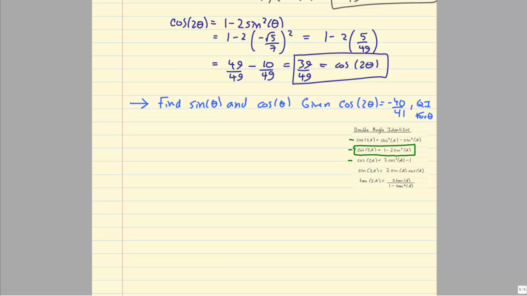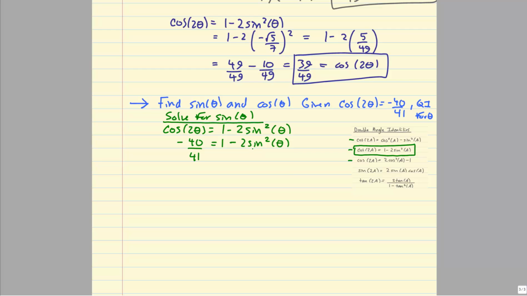Okay, so I have cosine of 2 theta, and I should be able to solve for sine. So let's go ahead and start with that. So the cosine of 2 theta for my formula is 1 minus 2 sine squared of theta. The cosine of 2 theta I was given is negative 40 over 41. Equals 1 minus 2 sine squared theta. So what I'm trying to do here is to solve for sine theta. That's what I'm trying to figure out. I'll put that up here so we can remember what we're up to.